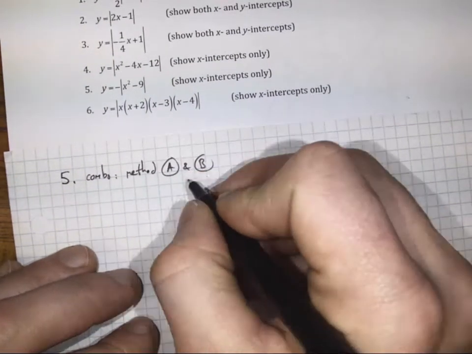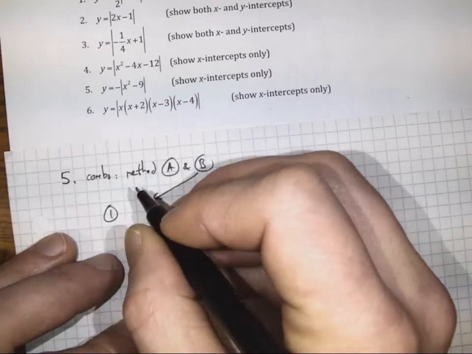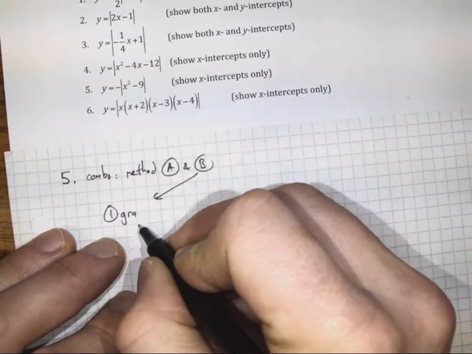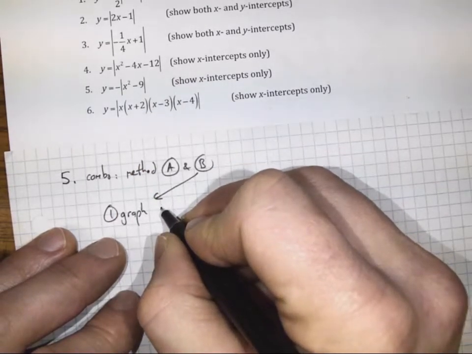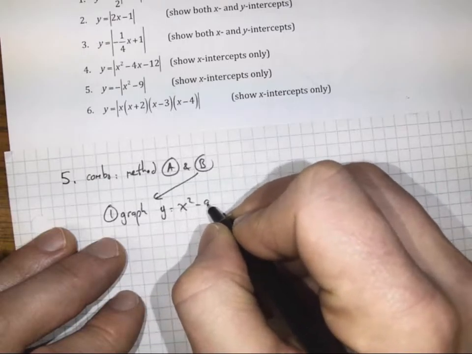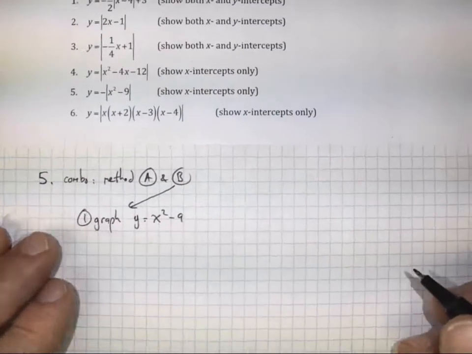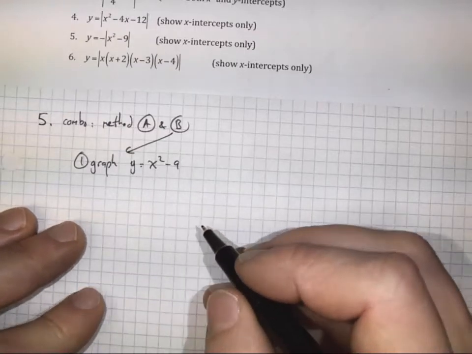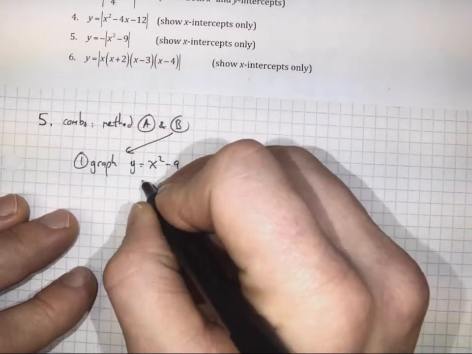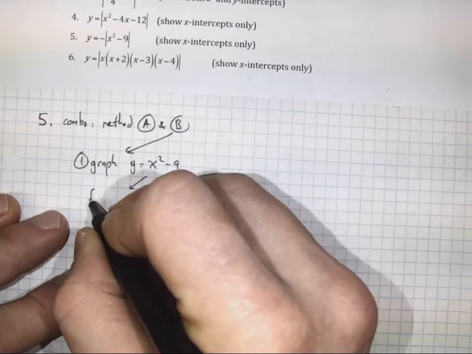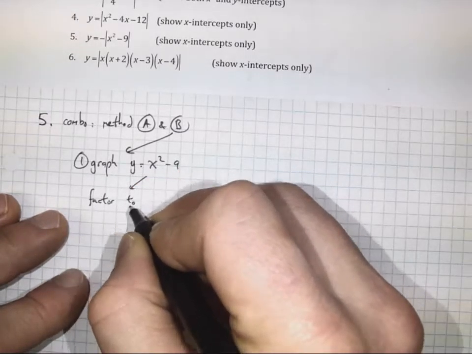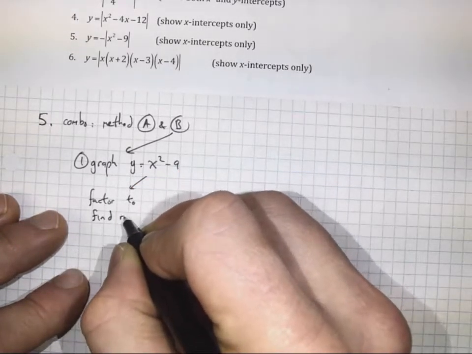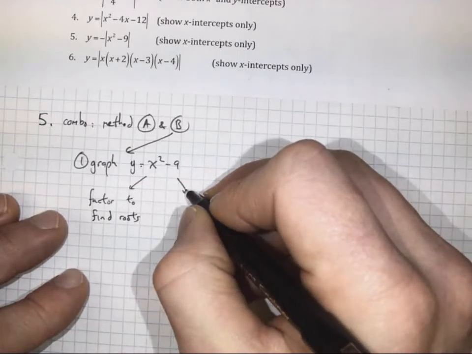So we're going to start by graphing y equals x squared minus 9. All right, so this will be a parabola. We can do a couple of things here. We could factor to find the roots, or we could use a quadratic formula.